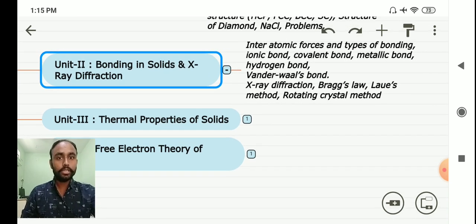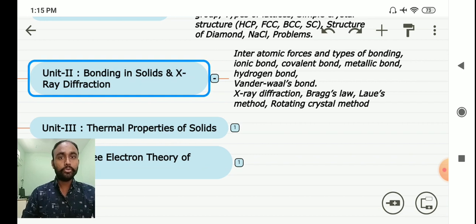So you can see on the screen, unit two: bonding in solids and X-ray diffraction, and what are the contents in that particular unit. The first one, as the name itself indicates, is bonding in solids. In the first unit we only saw the crystal structures, the different types of crystal structure, but how those crystals are formed.